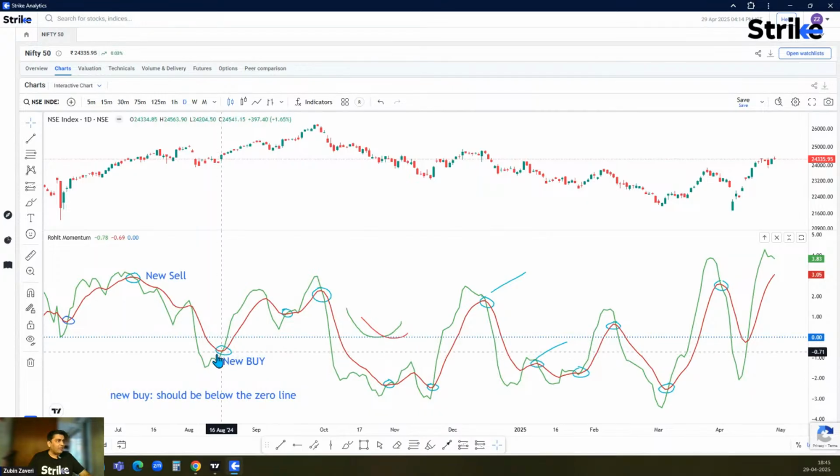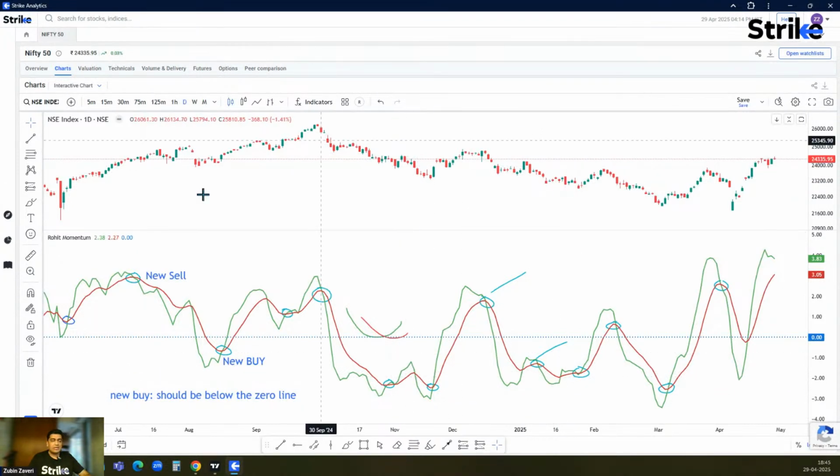Whenever the green line, which is the RMI line, crosses the red line, and this crossover is called a bullish crossover, it should be below the zero line. If it is below the zero line, it is more effective. If it is above the zero line, it may not be as effective. Similarly, when the green line crosses the red line from the top, it comes down, a sell signal gets generated. It will be effective if it is above the zero line. It may not be effective if it is below the zero line.